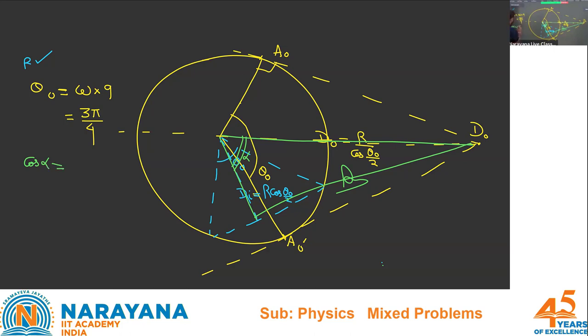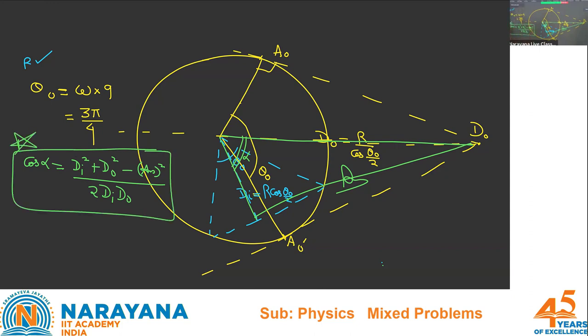What is that? D I square plus D naught square minus the required answer square upon twice of D I D naught. This equation should help me find out my result. D I known, D naught known, R, theta naught, omega, all the parameters known. Only interest is to write the value of alpha. If I can write that, I think it will work out. All good up to this stage.